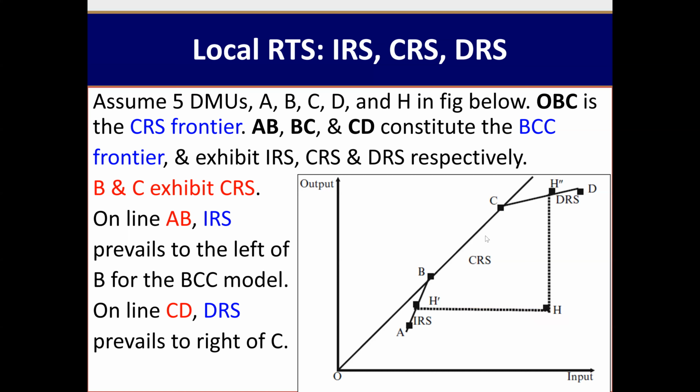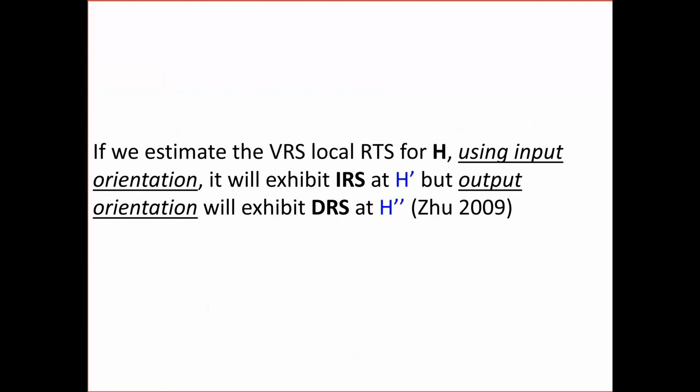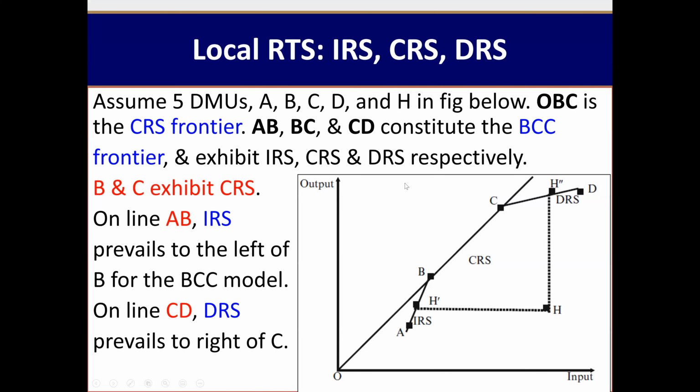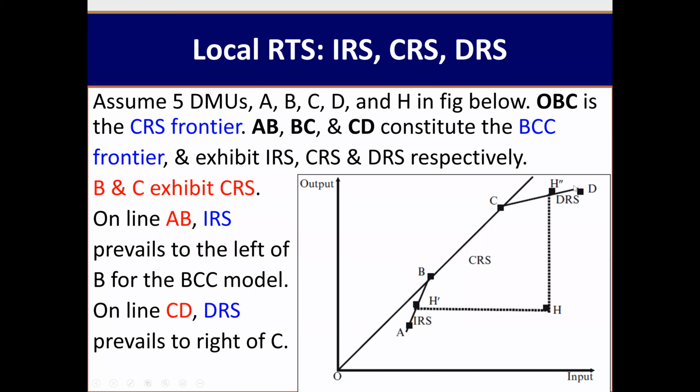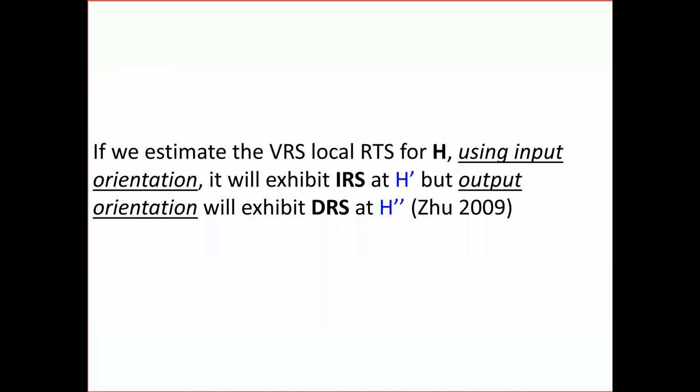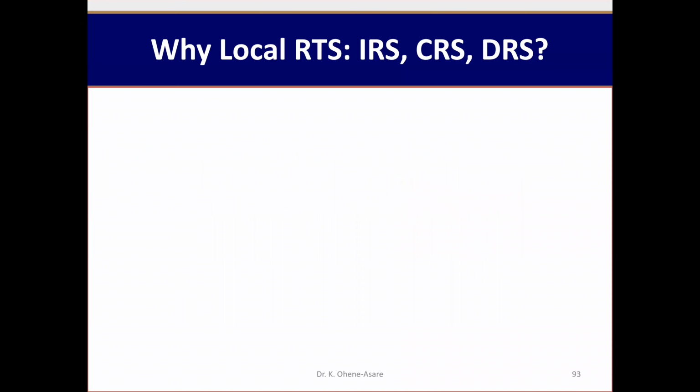But sometimes you don't need orientation, like B, you can see clearly that it's exhibiting constant returns, and then the rest. So that is the point we are making: if we estimate the VRS local returns for H using input orientation, it will exhibit IRS at H prime. Okay, and you can see that it is exhibiting IRS at H prime. But when you look at the output orientation, it will exhibit DRS at H double prime. Okay, and that is this section there. All right. Of course, most of these things can be found in Zhu 2009.